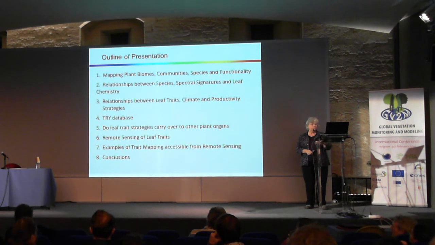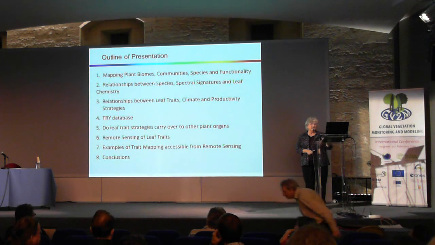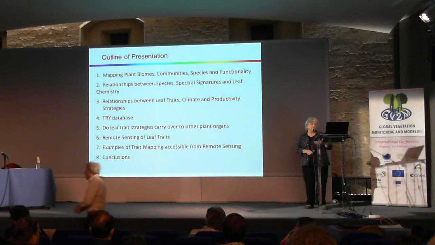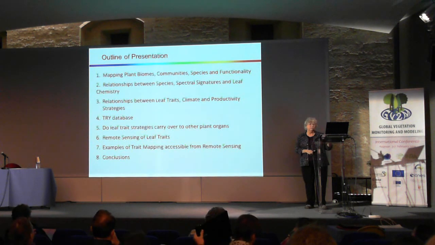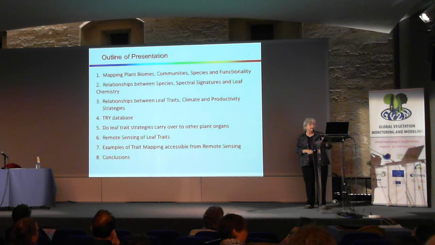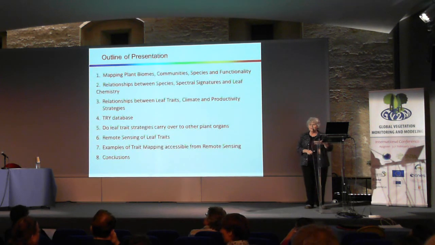Talking about mapping plant biomes and communities and plant functionality. The second topic I'll go into is relationships between plant species and their spectral signatures and their chemistry. Then the relationship between leaf traits and productivity strategies. I'll mention the TRY database, but obviously Jens is going to talk after me, so I'm going to assume he's going to talk in more detail about this very wonderful database.